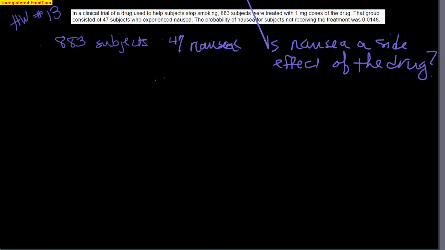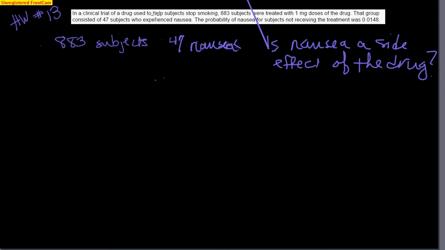And that's exactly what we are going to do. We take a look at what is the probability that somebody would experience nausea if they weren't on the drug. What is it under normal circumstances? And so that's actually how we test things. We don't test the drug, we test actually what we call the control group.